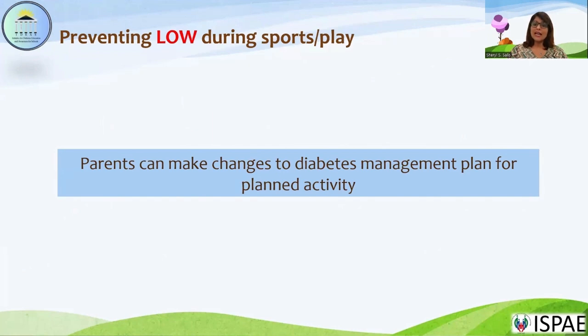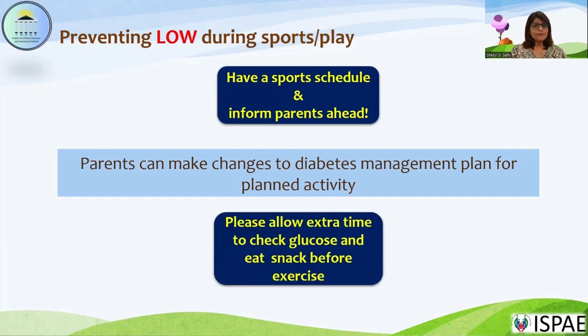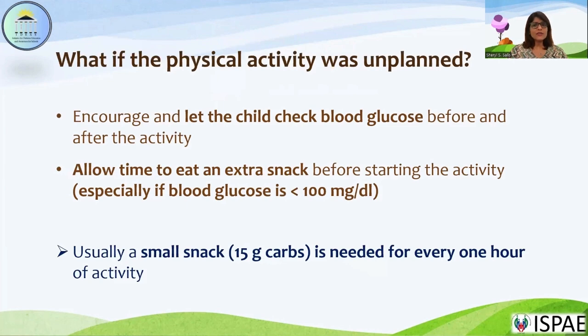Parents can make changes to the diabetes management plan for planned activity. Teachers, you can give a sports schedule and inform the parents ahead of time. Please allow extra time to check the glucose and eat a snack before exercise. Now, what if the physical activity was unplanned? Encourage and let the child check the blood glucose before and after the activity. Allow time to eat an extra snack before starting the activity, especially if the blood glucose level is less than 100 milligram per dl. Usually, a small snack, which is a 15-gram carb snack, is needed for every 1 hour of activity.